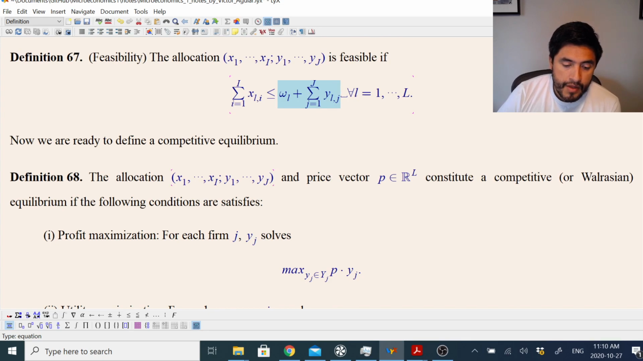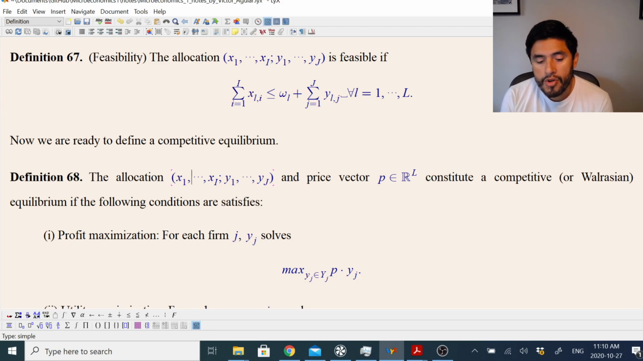Now, let's define a competitive equilibrium. So the allocation, which is this huge matrix of consumption and production, and the price vector P. A price vector P is not a matrix, it's just a vector of size L. It constitutes a competitive, Walrasian equilibrium if the following conditions are satisfied.